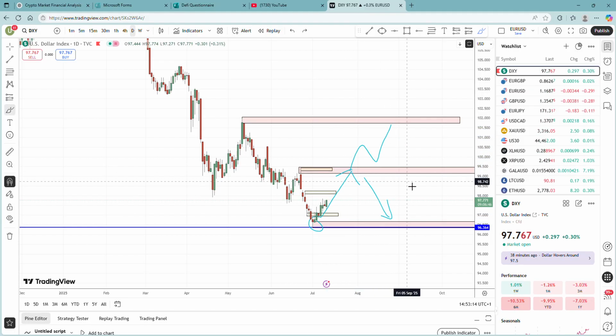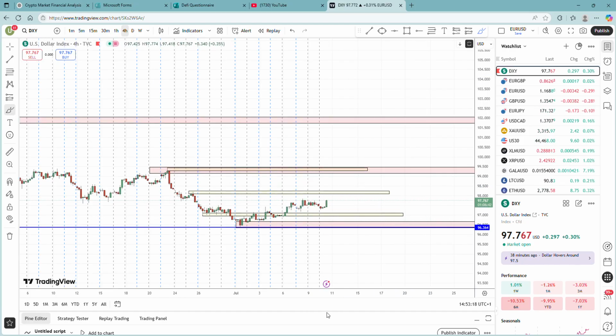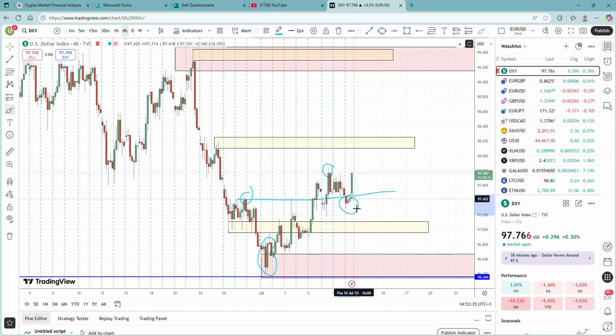You then go to an H4 time frame. You can see here this is the most recent lower high, this is the most recent lower low. Then when price broke this, it's now bullish. So this would be the most recent higher high. This is a higher low. So that's how you can identify the price direction.